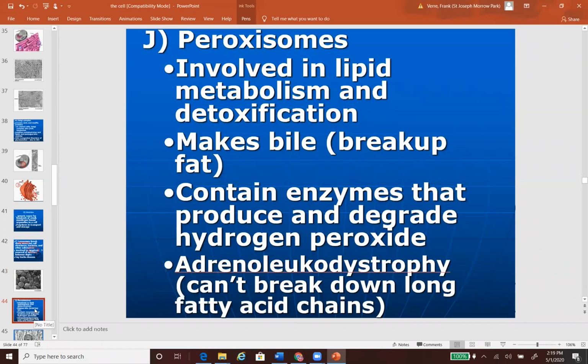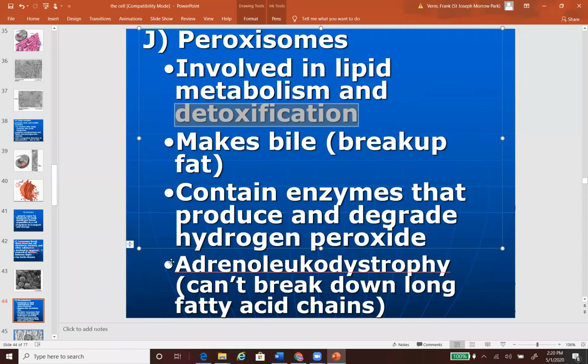Peroxisomes are also involved in breaking down material. They're like lysosomes, but more specialized. They help break down things like certain poisons such as hydrogen peroxide, and certain fats. They are also involved in breaking down some other toxic materials. That's what this term means, detoxification.